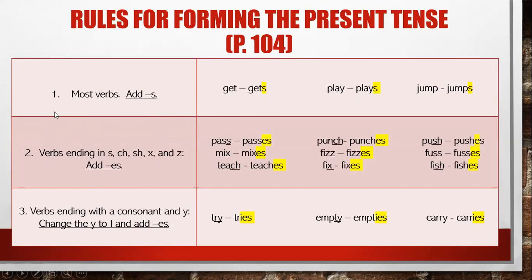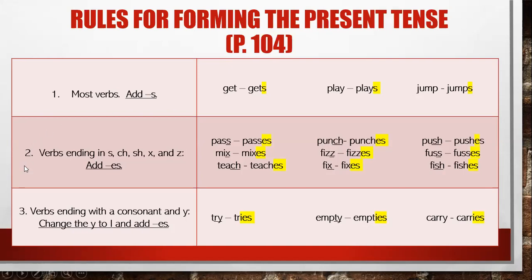Rule number 1, most verbs add S. That's what we're going to do, to most. Notice that it does not say to all verbs. It says to most. So to most verbs, to form the present tense, we are going to add an S. So get, which is in its base form, is going to change into gets. Play, which is in its base form, is going to change to plays. Jump changes to jumps. Now, don't forget that this is depending on the subject. You have to keep your eye on the subject, okay?